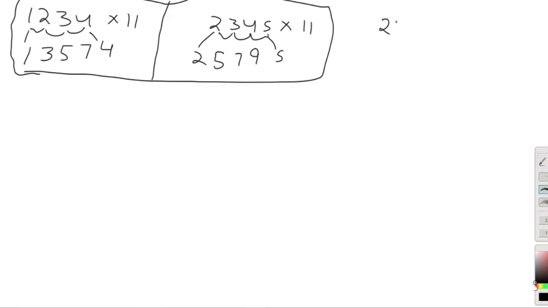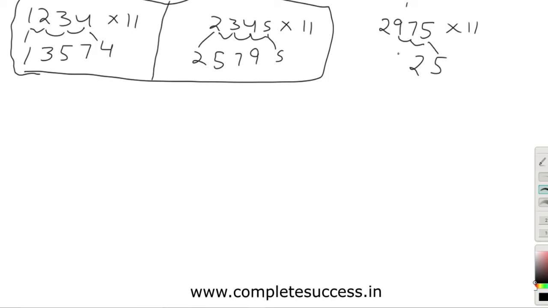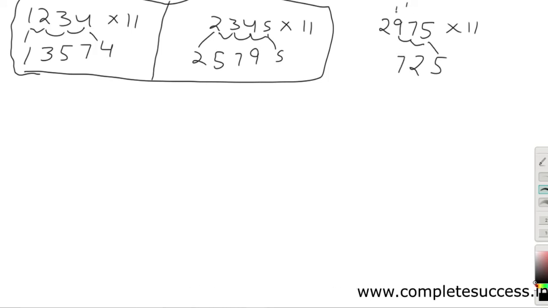Next 2, 9, 7, 5 into 11. First is 5. What is 5 plus 7? 12. Now 1 is carry forward. What is 7 plus 9 plus 1? 17. Again 1 is carry forward. What is 9 plus 2 plus 1? 12. Again 1 is carry forward. What is 2 plus 1? So 3, 2, 7, 2, 5.